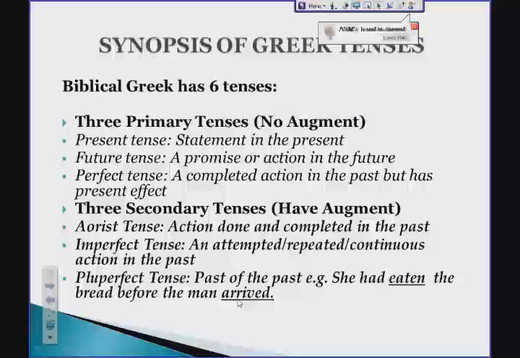I see a hand. Just open your mic and speak to me. Can you hear me? Yes, I can hear you. Is that Grant? Yes, it is, sir. Quick question. Can you give us one more simple example of a pluperfect tense? Are you a soccer player?